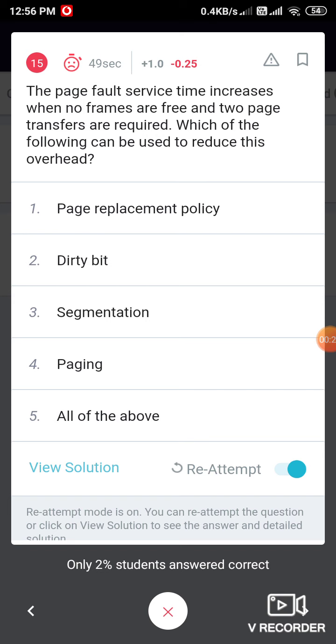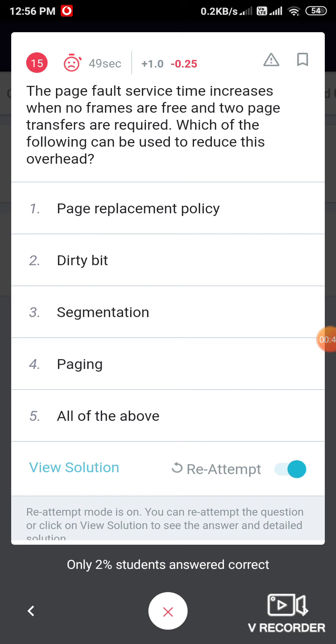The options given are page replacement policy, dirty bit, segmentation and paging. I am going to discuss each of the options: what is page replacement policy, what is dirty bit, what is segmentation, and what is paging. So first, let us start with paging.